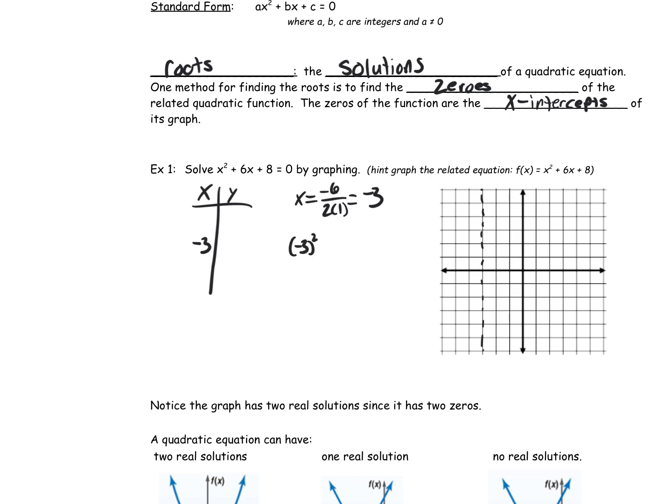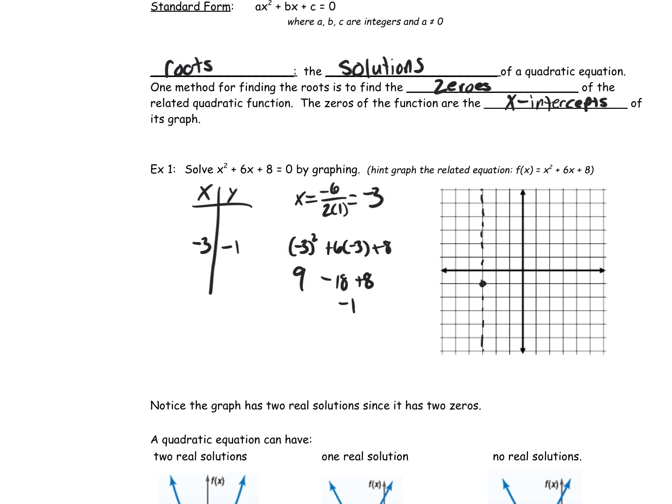Now we need to figure out the y value, so run negative 3 through our function. Negative 3 squared plus 6 times negative 3 plus 8. All right, so negative 3 squared is 9. 6 times negative 3 is negative 18. 9 minus 18 is negative 9. Negative 9 plus 8 is negative 1. So our vertex is at negative 3, negative 1. So we go ahead and place that there.